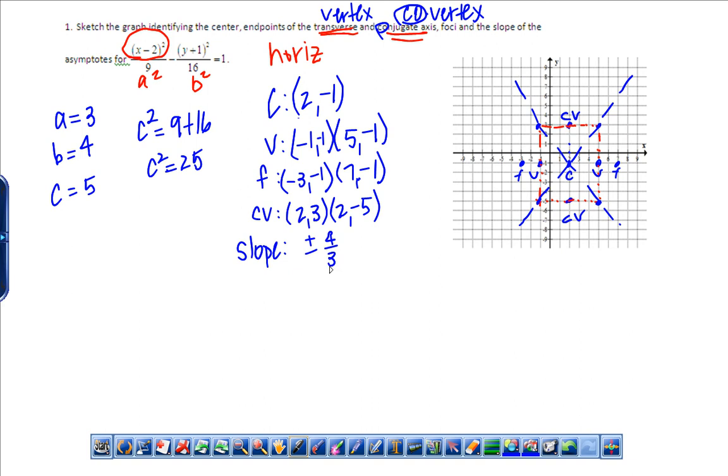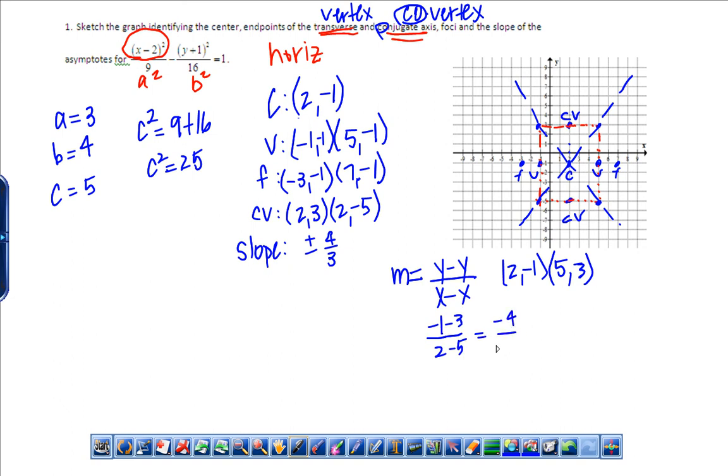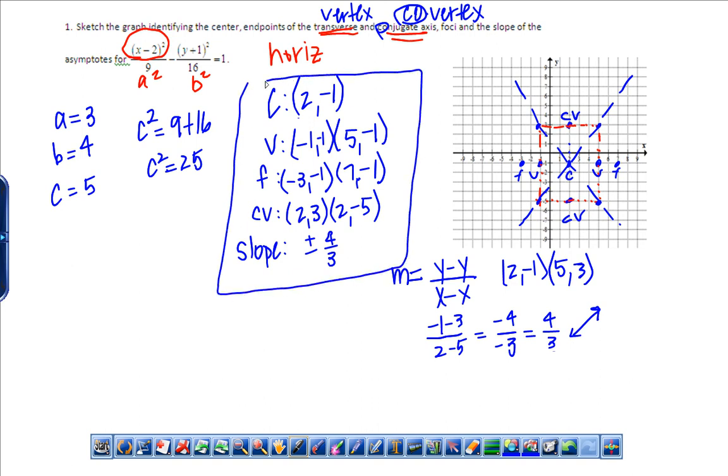If I did not have a graph, this is what I would do. Remember your slope formula. Your slope formula is y minus y over x minus x. I would take my center, which is 2, -1, and I would take any of your corners. I've just been taking my right corner. So this is 5, 3. So you have 2 points, and you can do change in y over change in x. That gives you a -4 over a -3, which simplifies to 4/3. So your positive slope is 4/3. Your negative slope is going to be -4/3. So this is the information that I'm asking for.